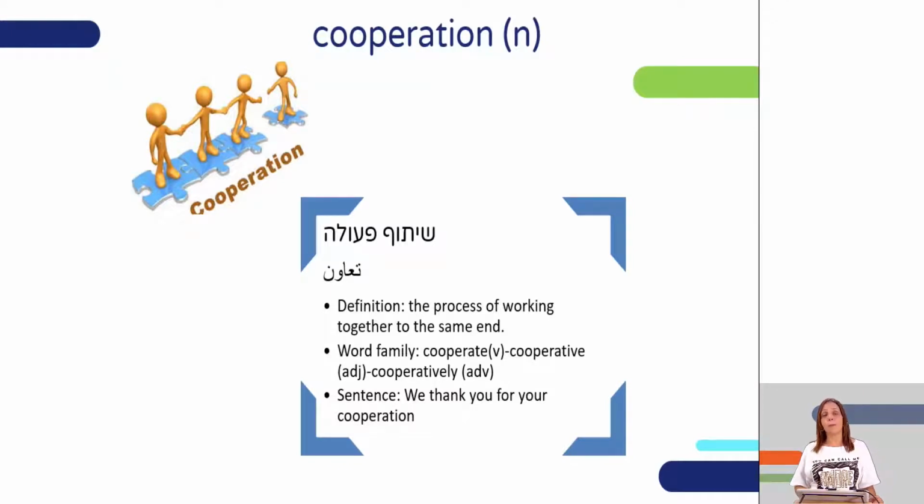We have the word cooperation. So if you look at the image, we have people going together and working together, and coming up together. So what do you mean by cooperation? Cooperation means the process of working together to the same end, to the same goal, to the same aim. So here we have the word cooperation is a noun, the verb here is cooperate, and the adjective is cooperative, and cooperatively is the adverb.